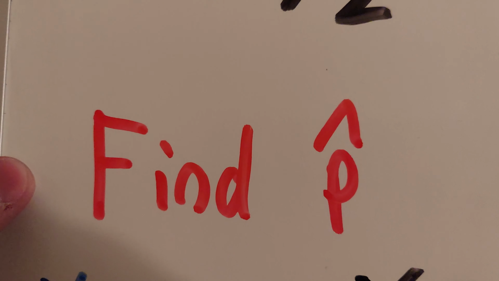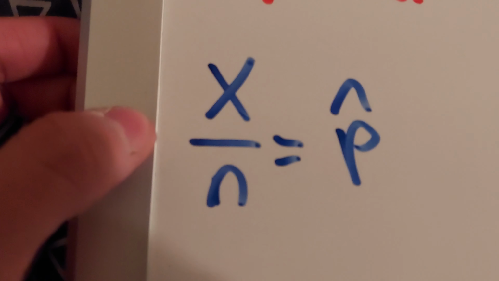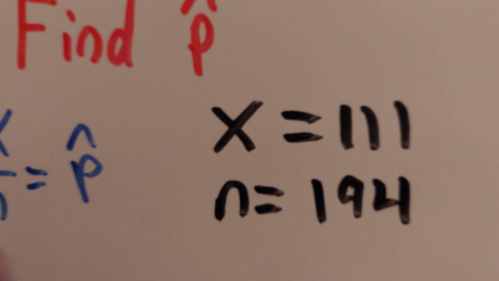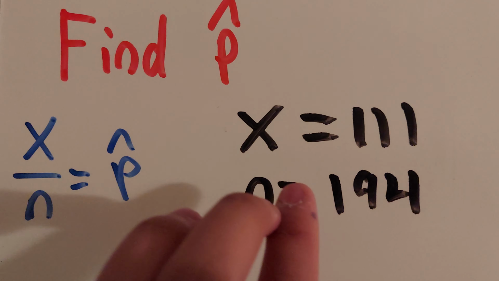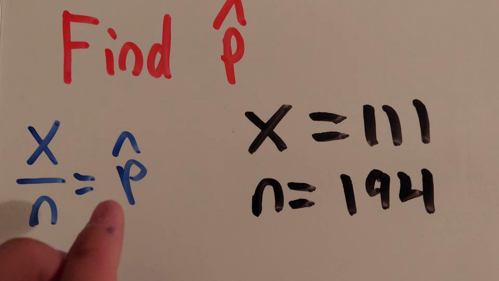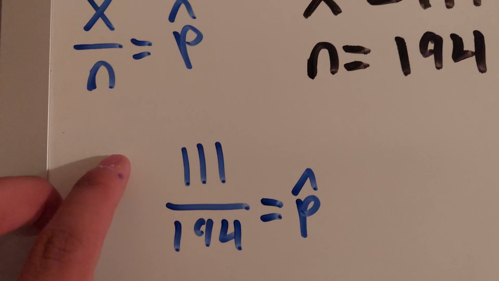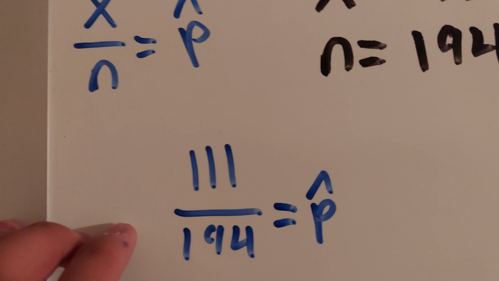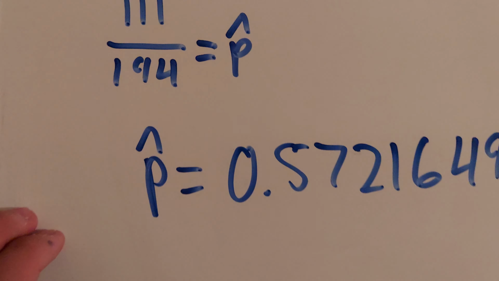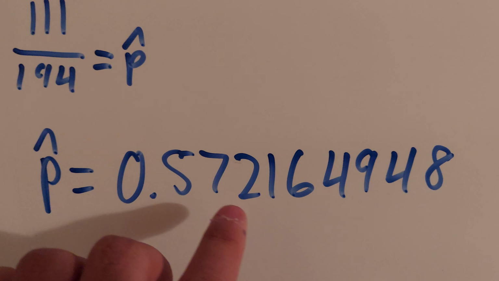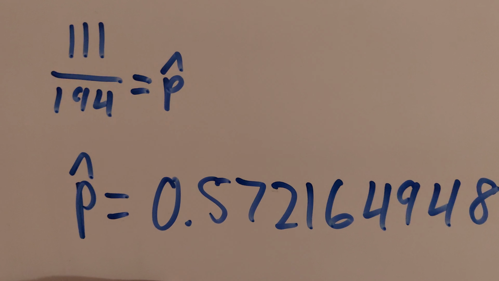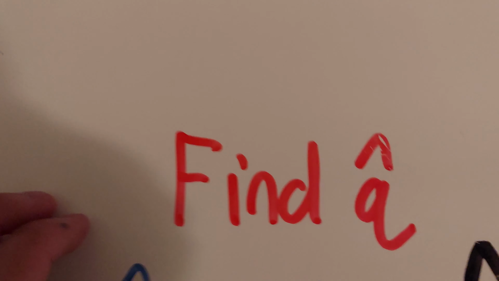Next up, we're going to find p. Now to find p, we're going to be using this formula. X divided by the sample size equals p. And what we know is that x is equal to 111 and n is equal to 194. So we're just going to plug these guys in over here. That's going to look like this. 111 divided by 194 equals p. Now with that done, we're going to get p equals 0.572164948. With that number, we're going to move on to finding q.